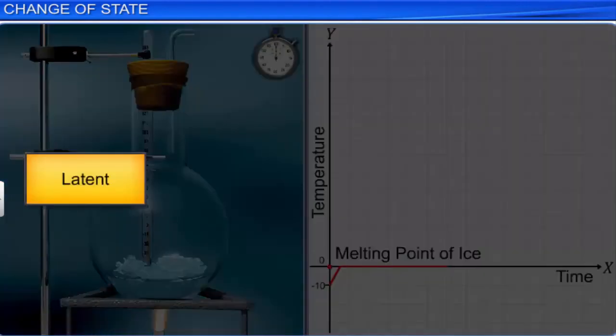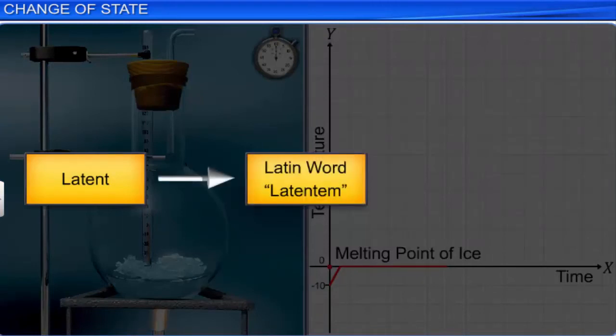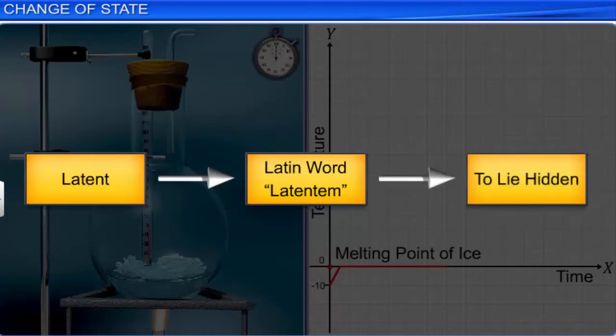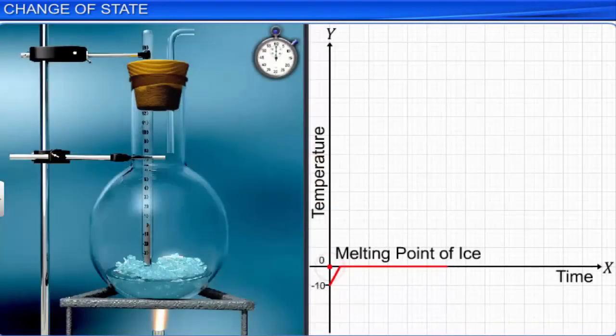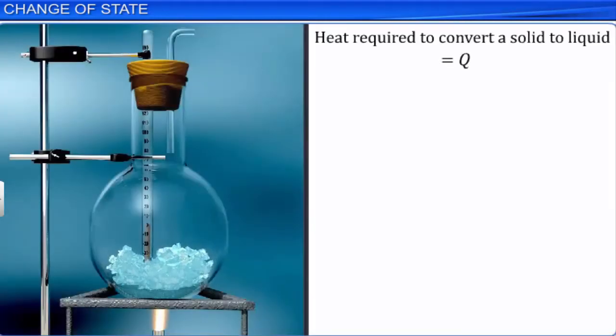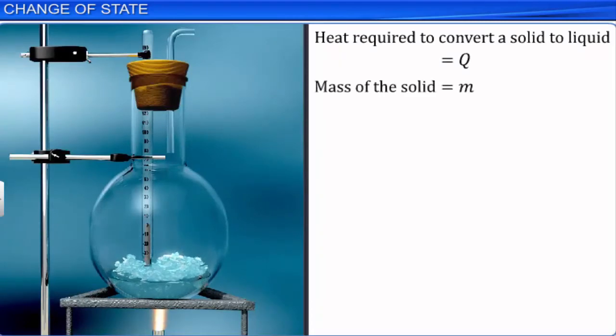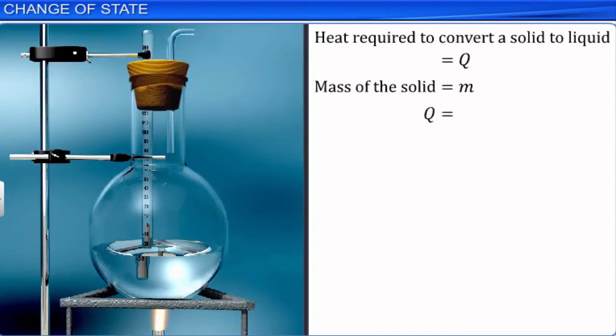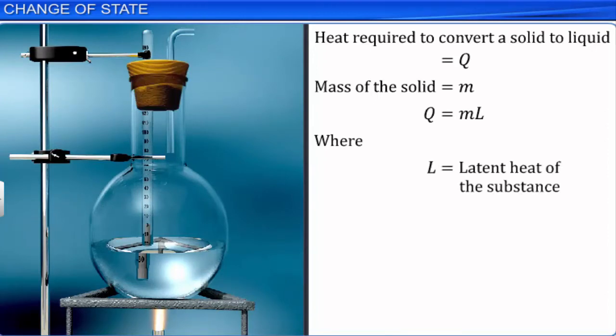The word latent means hidden and is derived from the Latin root word latentum, which means to lie hidden. Latent heat is a characteristic of the substance. If Q is the heat required to convert a substance of mass m completely from one state to another at a constant temperature, then Q is equal to the product of m and L, where L is the latent heat of the substance for that particular change of state.